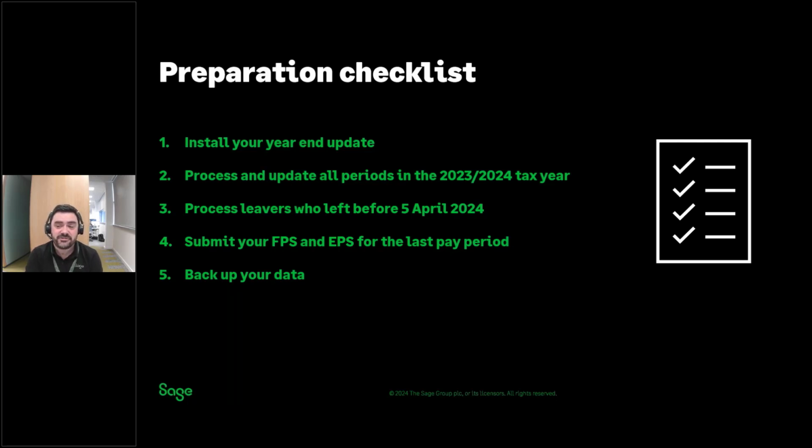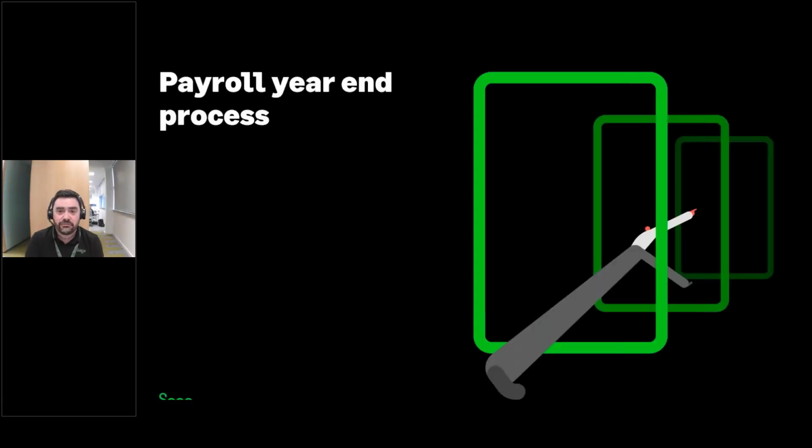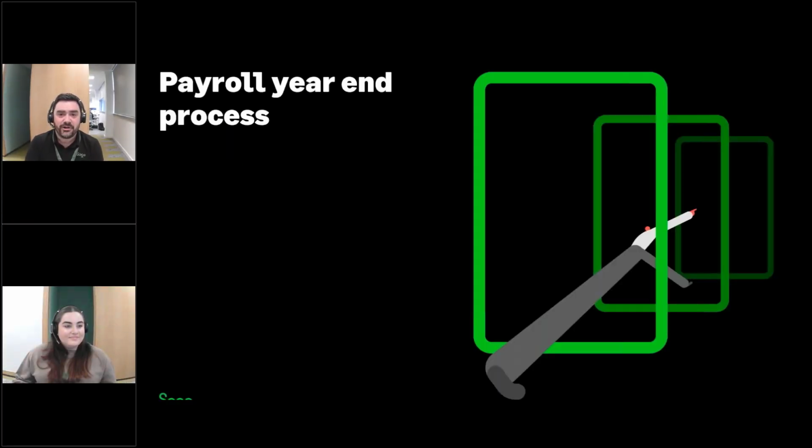And then the 5th step to prepare was to back up your payroll data, so you've got a point to restore back to should you need to if anything was to go wrong. So if you can tick off all those steps, you are then ready to run the year-end process. And at this point, I'm going to hand back to Alice, who's going to take you through that process in the next demo. So back to you, Alice.